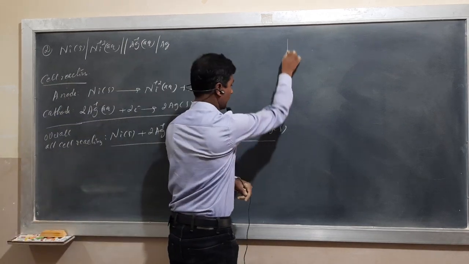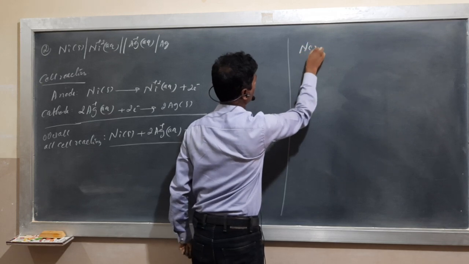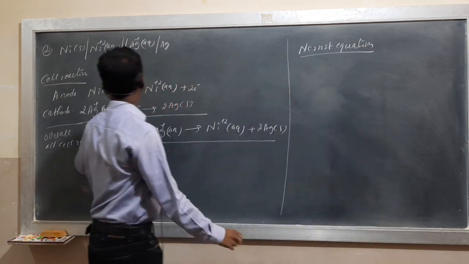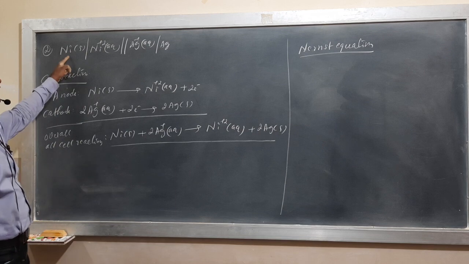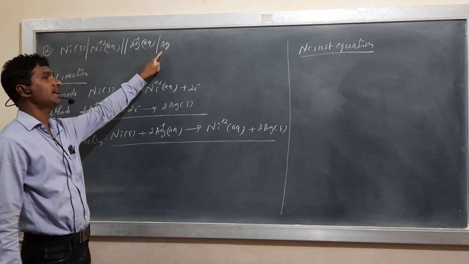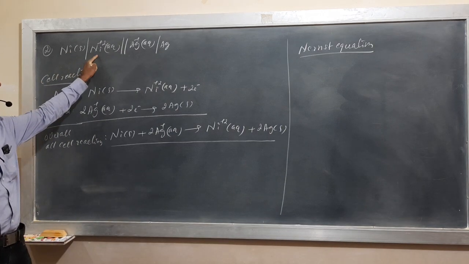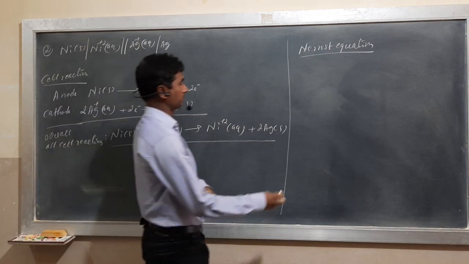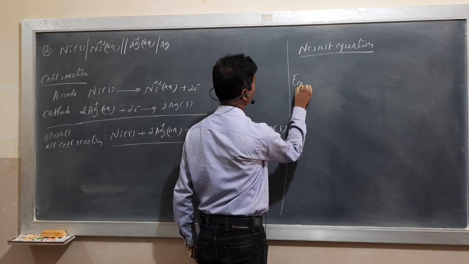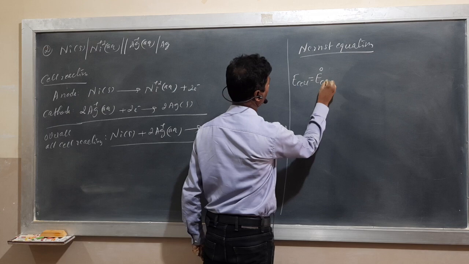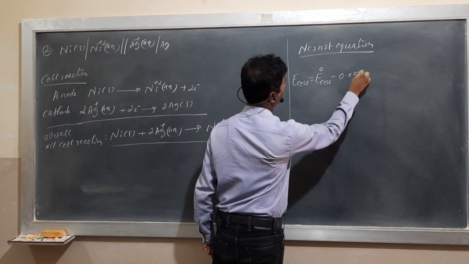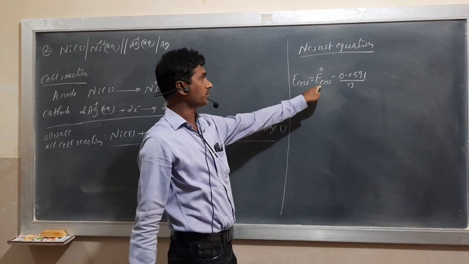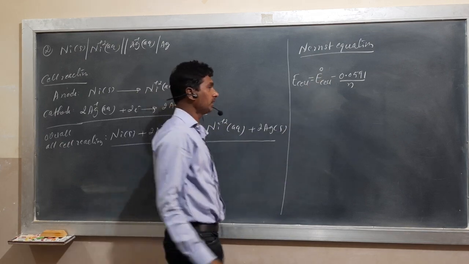Write the E of cell for this. Write the Nernst equation of this cell, with the help of this. Ni is the left-hand side electrode and silver is the right-hand side electrode. The nickel electrode is dipped in nickel solution and the silver electrode is dipped in silver solution. What is the Nernst equation? E of cell is equal to E naught of cell minus 0.0591 divided by n, and next is log.